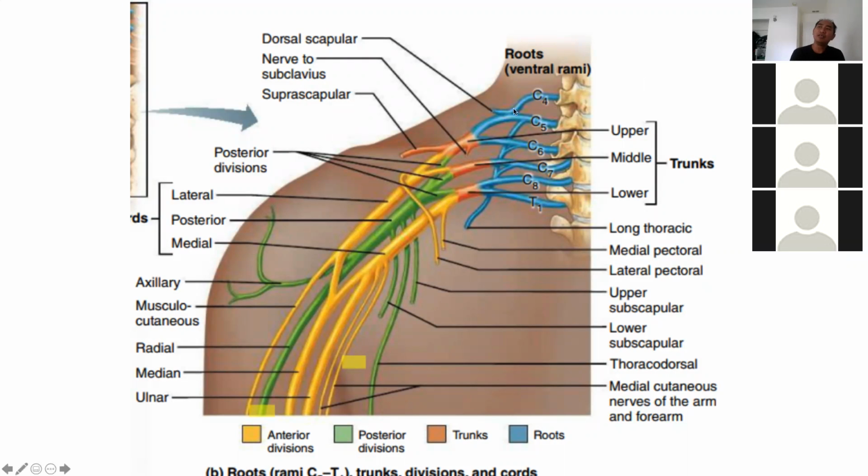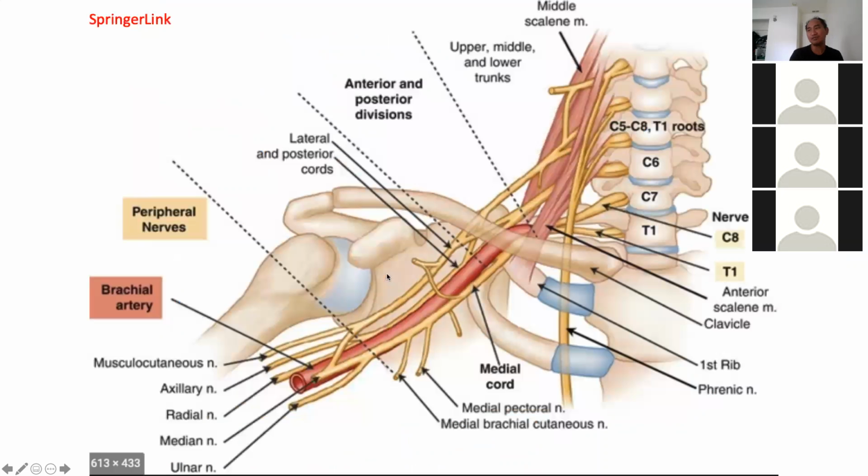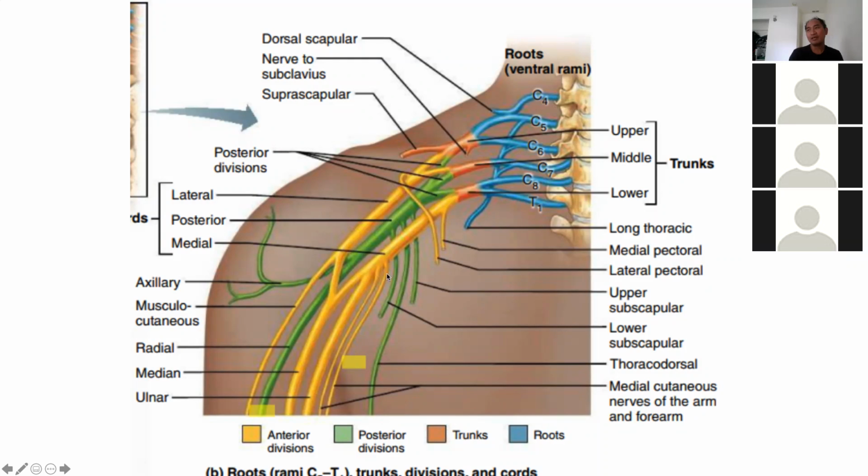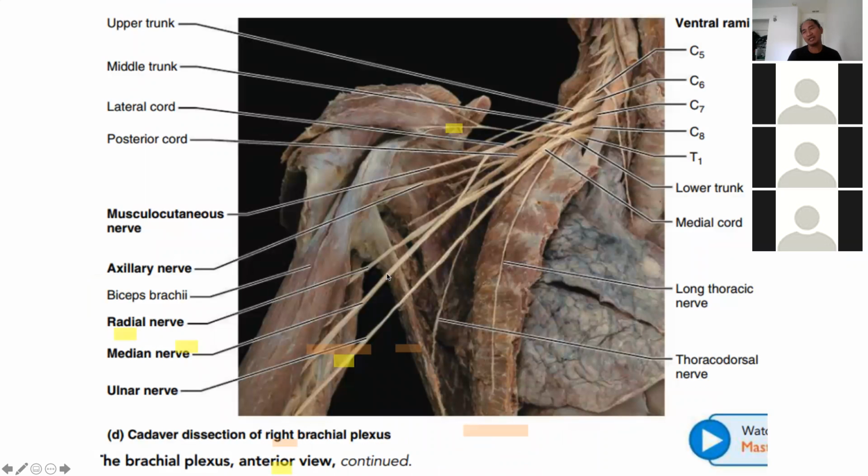And the root, trunk, division, cord, and the individual nerve. So this is a nice diagram, and this is also a very nice diagram. And this is the cadaver. So this is the cadaver. So, you know, if you are in the lab, we will have to study with this.